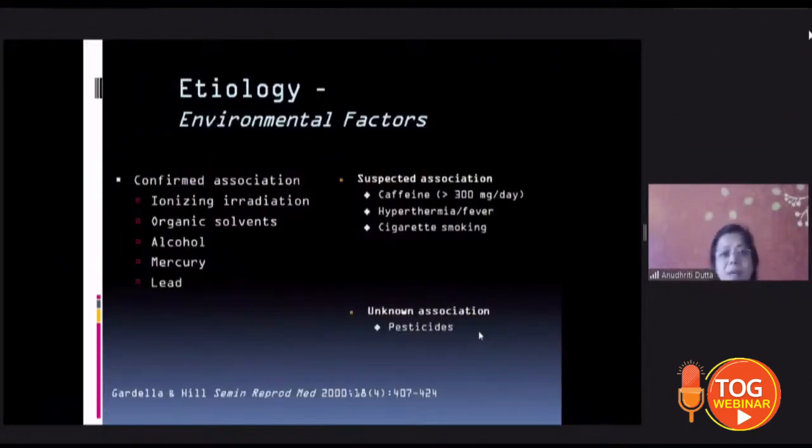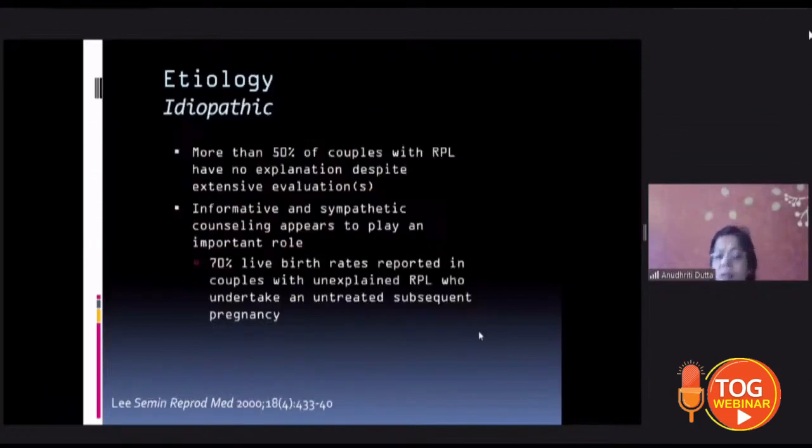Besides, the environmental factors play a major role in the RPL etiology. So there has been a confirmed association with ionizing radiation exposure, use of organic solvents, alcohol, mercury, lead, and suspected association with use of more caffeine, hyperthermia, fever, and cigarette smoking, with unknown association with pesticides. But come what may, out of everything, more than 50% of the couples with RPL have no explanation despite all these evaluations.